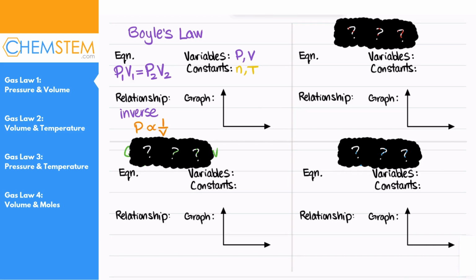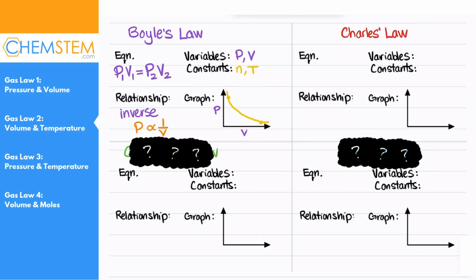For the graph, we're only going to plot the variables. We have pressure and volume on these axes. And when we talk about an inverse relationship, that basically means that when one is low, the other is high. So at low volume, we have a high pressure. At a high volume, we have a low pressure. And we would connect these points in a curve like this, and that shows us an inverse relationship.